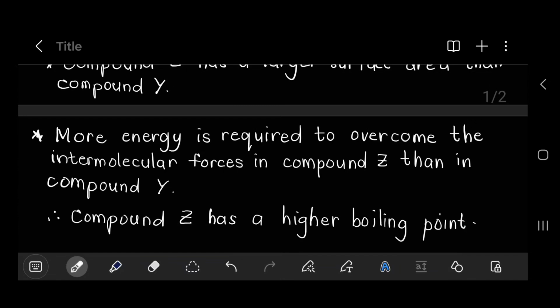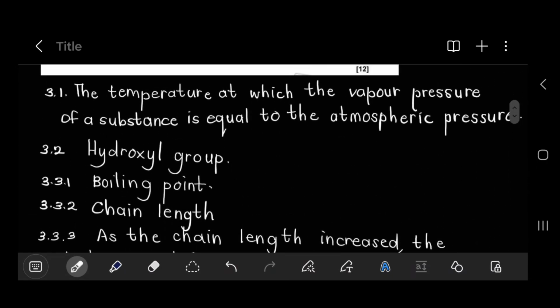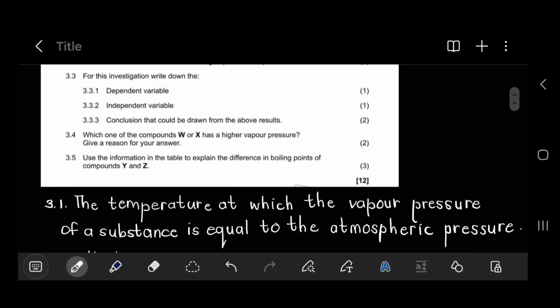So chain length always relates to surface area, and compounds with larger surface areas require more energy to overcome those intermolecular forces that hold the carbon atoms together. That is why it has a higher boiling point. Okay, so 3.5, that is it.